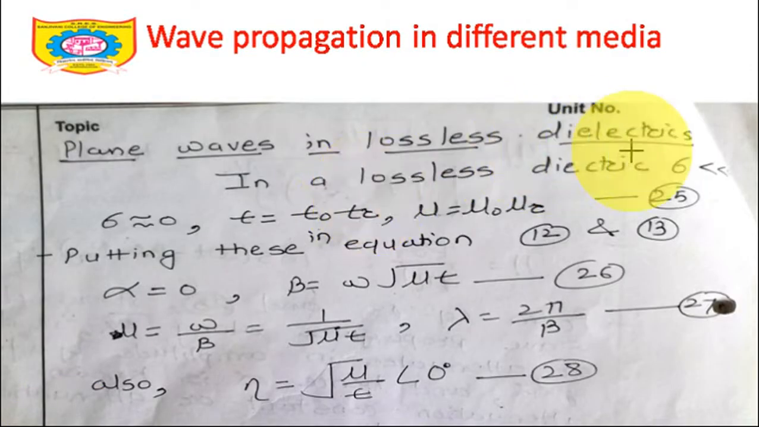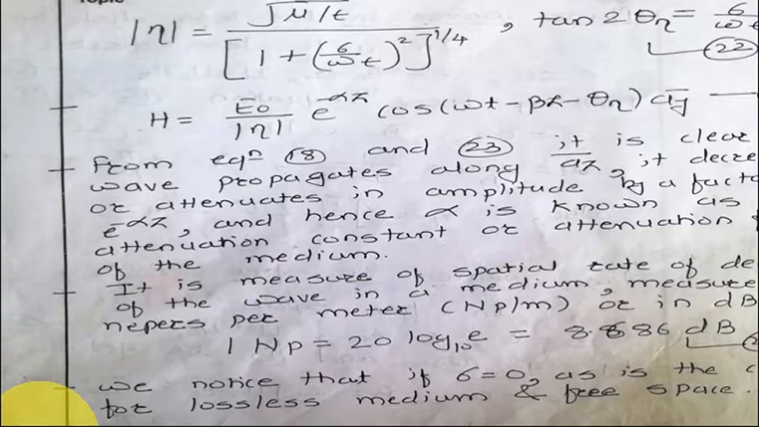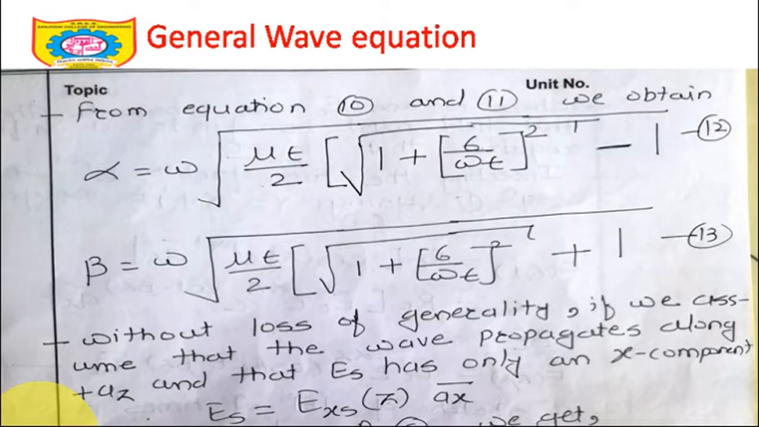The plane wave in the lossless dielectric. For the lossless dielectric, sigma is very much less than omega epsilon. So approximately we can put sigma equal to 0, epsilon is equal to epsilon naught epsilon r, mu is equal to mu naught mu r. If I put sigma equal to 0, let's go back to the equations for alpha and beta, and just calculate.